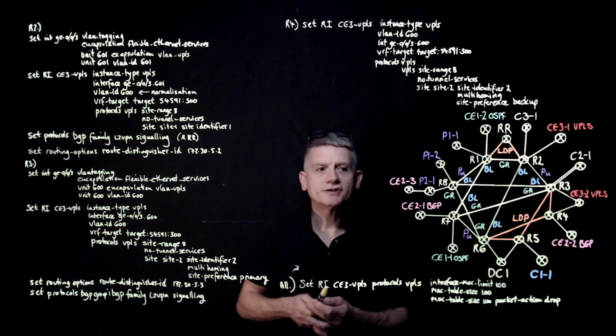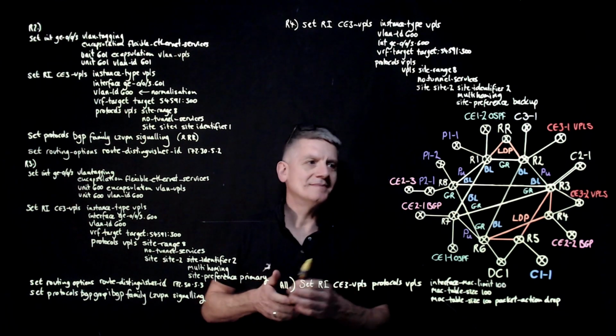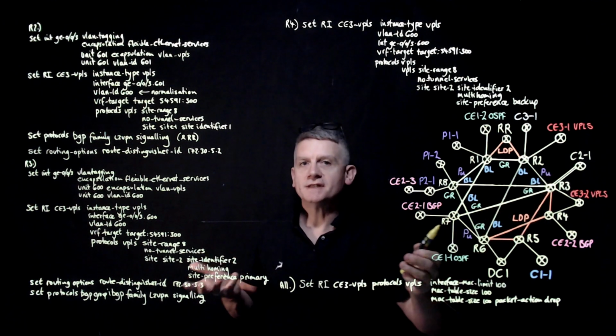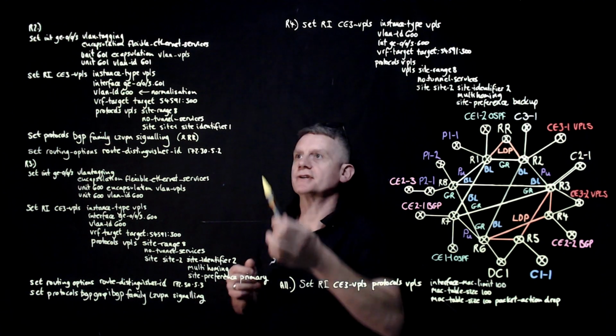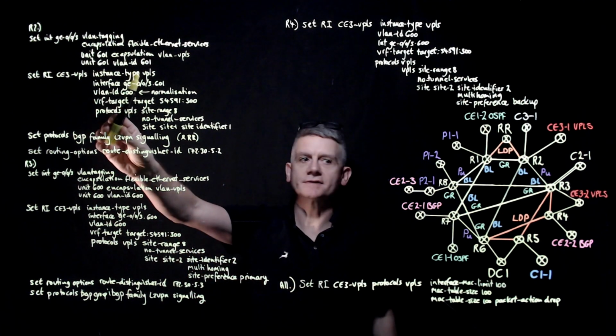Okay, this is SuperLab 1. This is a dual-homed VPLS with BGP signaling. So, and we have a normalization of a different VLAN ID here as well.